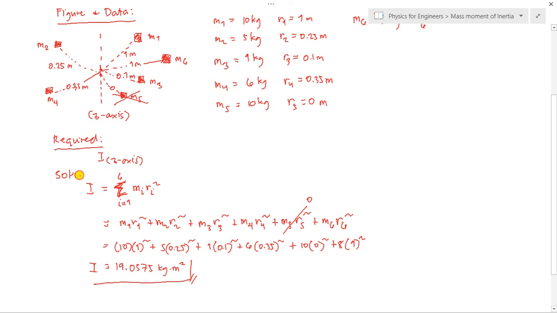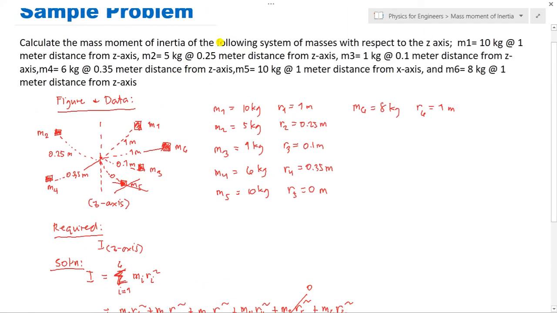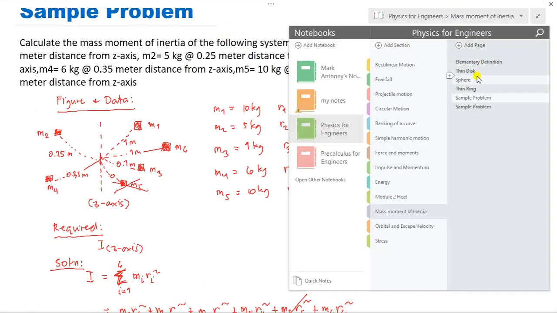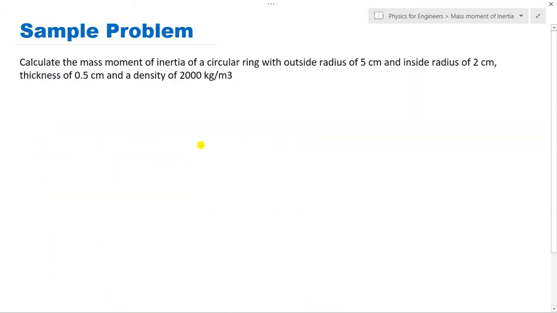Okay ra? Okay, so let's proceed to the next. Or for this case, last problem.